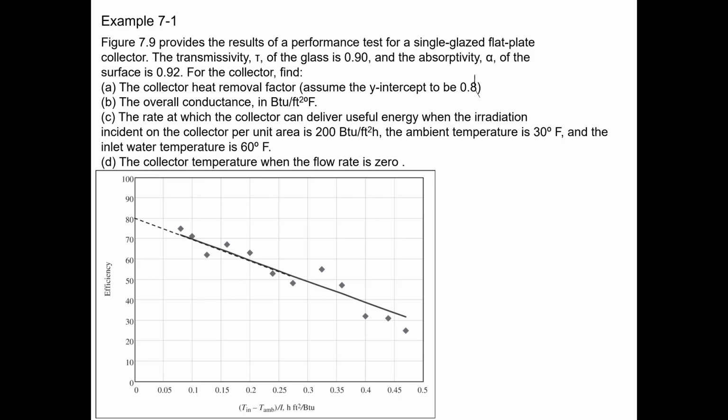So here is the graph that they provide. They provide the efficiency on the y-axis, and the x-axis is basically the temperature of the water entering the collector minus ambient, divided by the sun irradiation. So let's start with part A. Part A is asking us to find the heat removal factor.